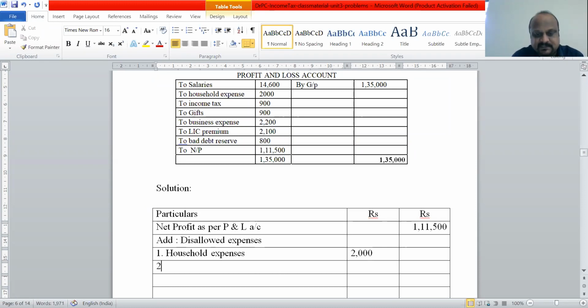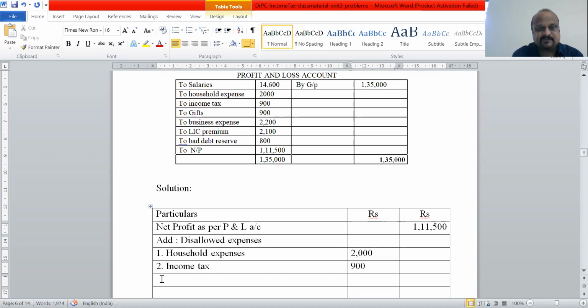Let us see the next one, income tax. Again, income tax is personal in nature. Supposing he has paid excise duty or GST or customs duty, those taxes are allowed as deductions, because they are related to the business. But income tax is personal in nature, so income tax paid is disallowed. How much is that? 900 rupees.